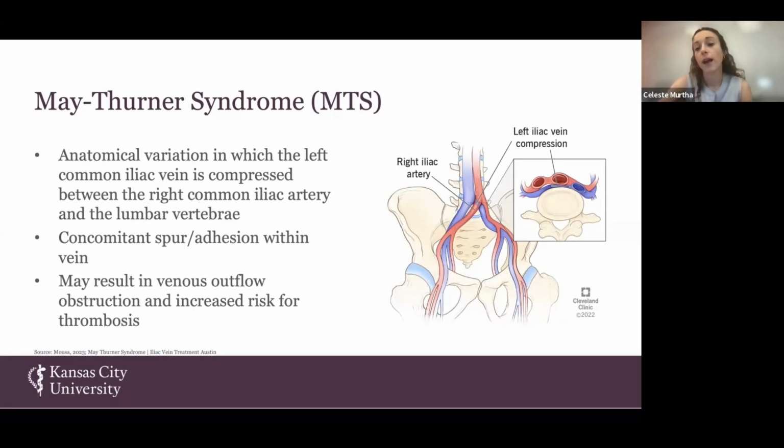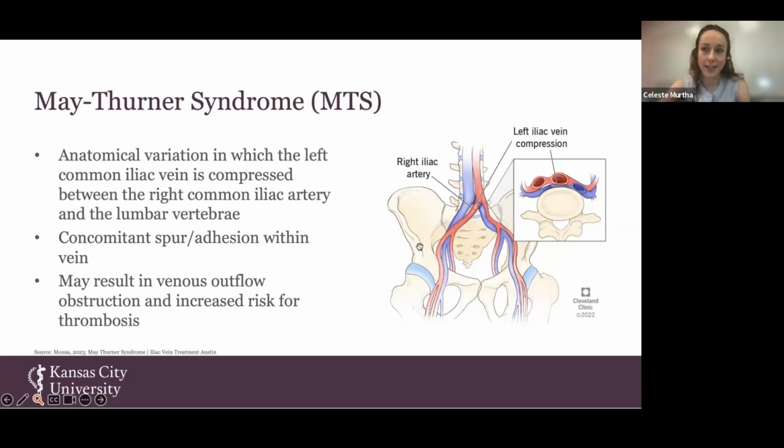So if you can imagine, one, venous compression, and two, the development of these spurs within the lumen of the vein itself, they lead to a decrease in luminal caliber, and they impair venous outflow from the left lower extremity. And as you can imagine, that leads to an increased risk for thrombosis in those patients. One thing I want you all to be aware of is that syndromes similar to May-Thurner syndrome can occur in the right lower extremity, can occur in the right common iliac vein, although those are rare and not the focus of today's conversation.